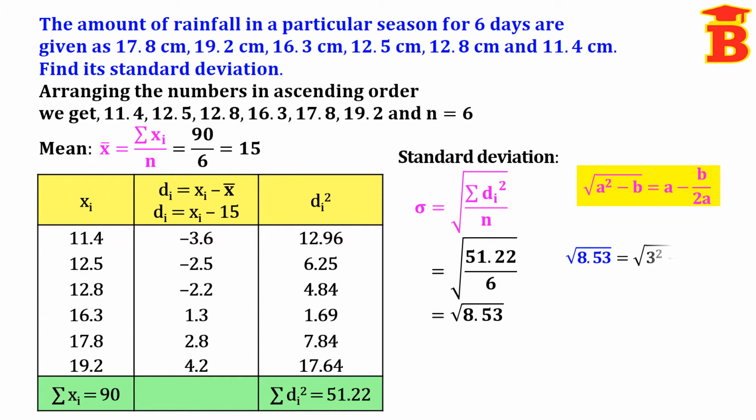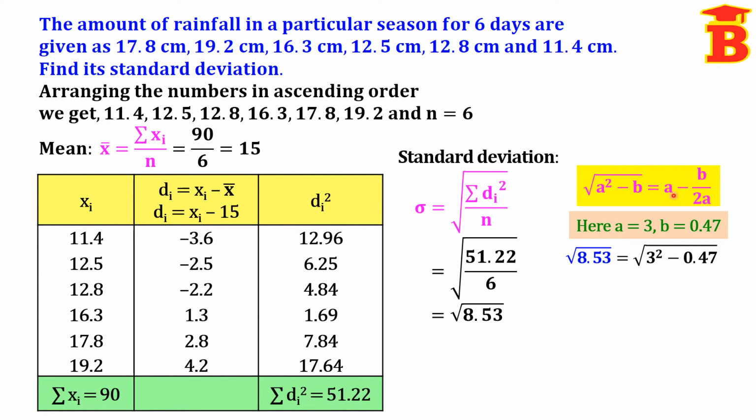So this given number can be written as root of 8.53 equal to root of, first write any square number nearest to this. 3 square is 9. So 3 square minus 0.47. That is 9 minus 0.47, only 8.53. And here comparing with this formula, here a value 3, b value 0.47.